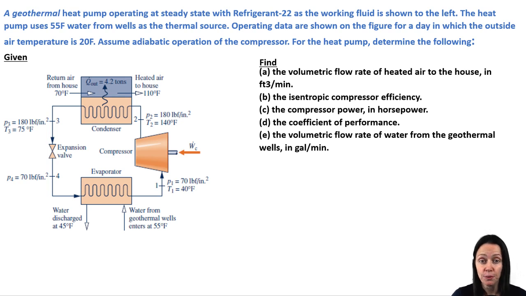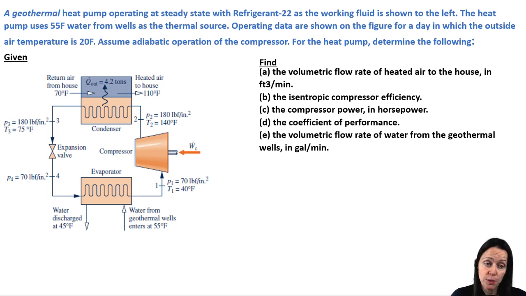All right, so we've got a geothermal heat pump. I've got my diagram here. On the bottom, we've got our evaporator, and that's where the geothermal part comes in. So you've got well water coming in at 55 degrees Celsius, giving heat to the cycle, and then being discharged at a lower temperature. Up at the top, if you look at the condenser, that's where the heating is going on. So you've got heat being rejected from the cycle, going into the air to heat the air.